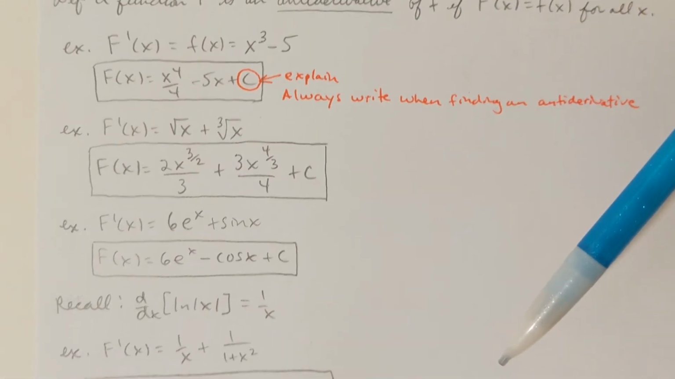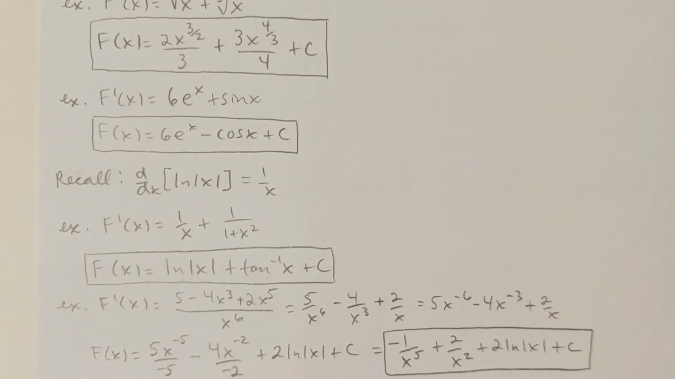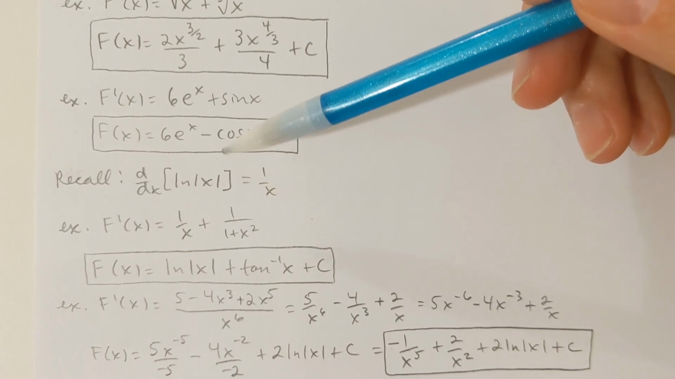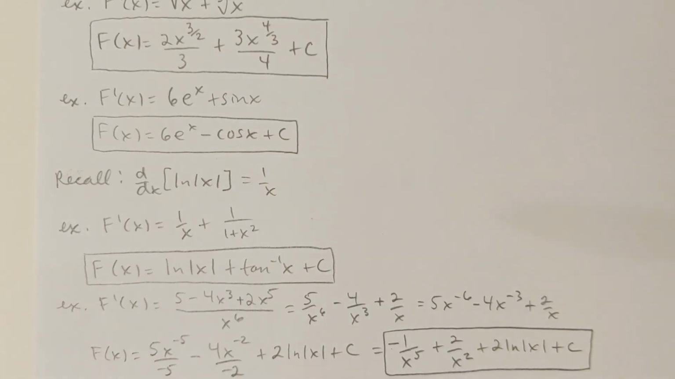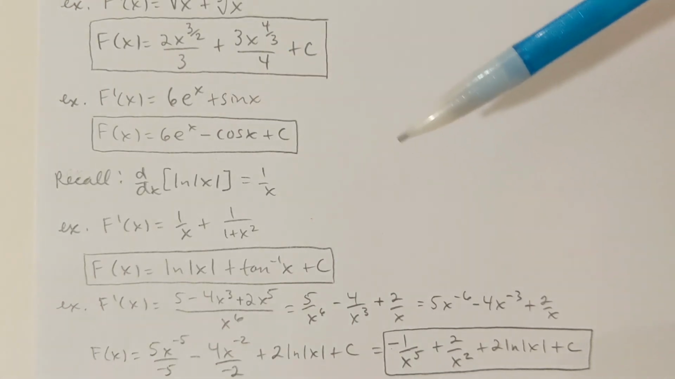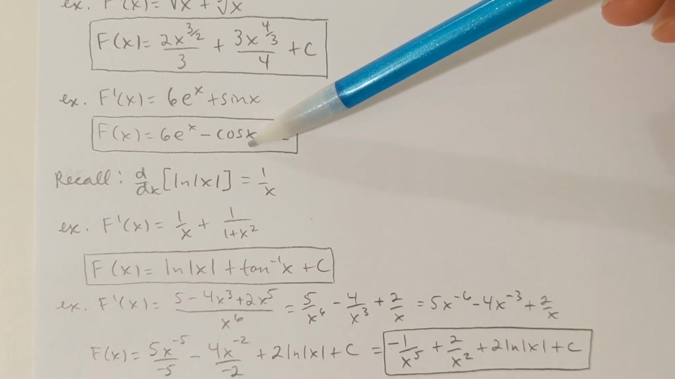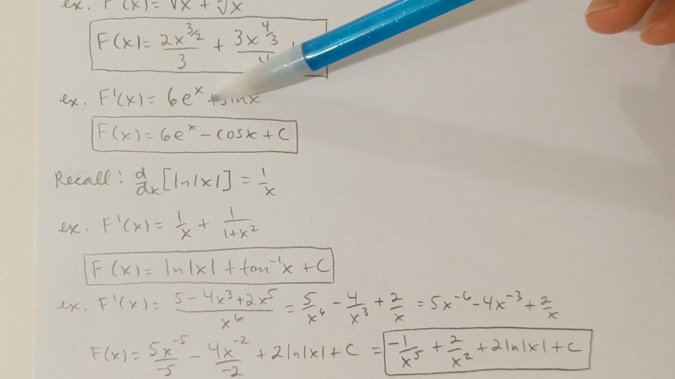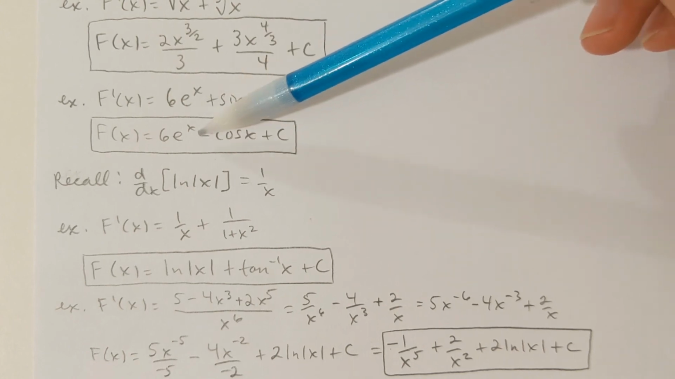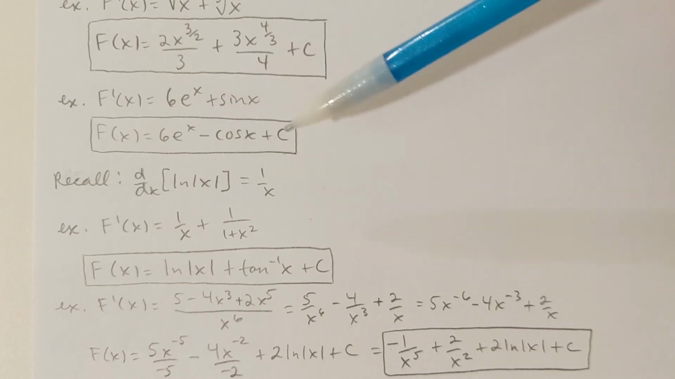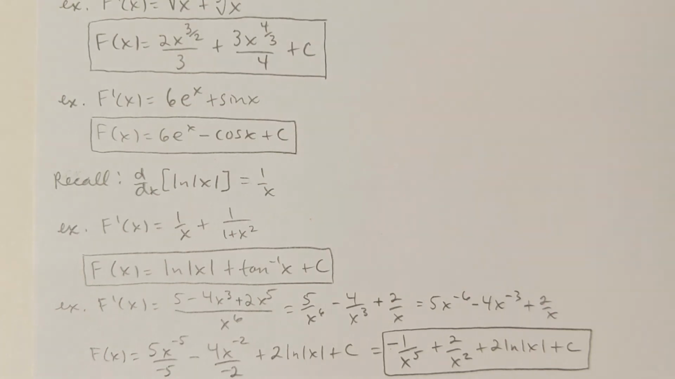Here's another example. f prime of x equals 6e to the x plus sine x. What is the antiderivative? Well, the derivative of e to the x is itself, e to the x, so the antiderivative of e to the x would be itself, e to the x, right? 6e to the x would be the first term there, and then I know the derivative of cosine x is negative sine x. Because there'd be a negative, I'd want a negative here. So it'd be a minus negative sine x, would give me the plus sine x when I differentiate, plus a constant.